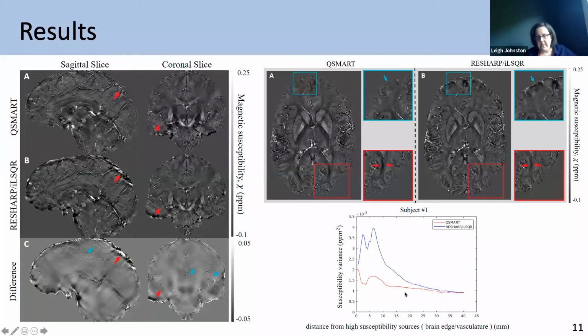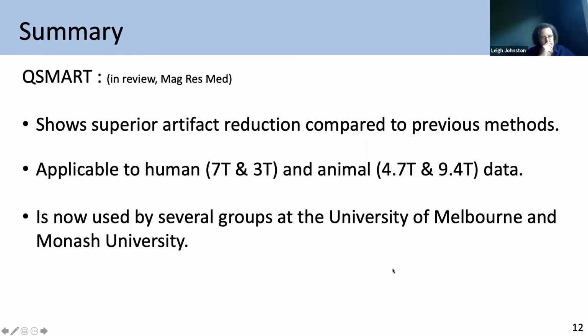I wouldn't worry about this diagram, except to say that we analysed the variance of our estimates of the susceptibility as we got further and further away from the brain edge or the vasculature mask. And it all makes sense that as you're further away from these high susceptibility sources, methods come together. But ours, the red line, is working much better as you're closer to these high susceptibilities. So, we're happy with that. So just in summary about this, QSmart is working really well compared to other methods.